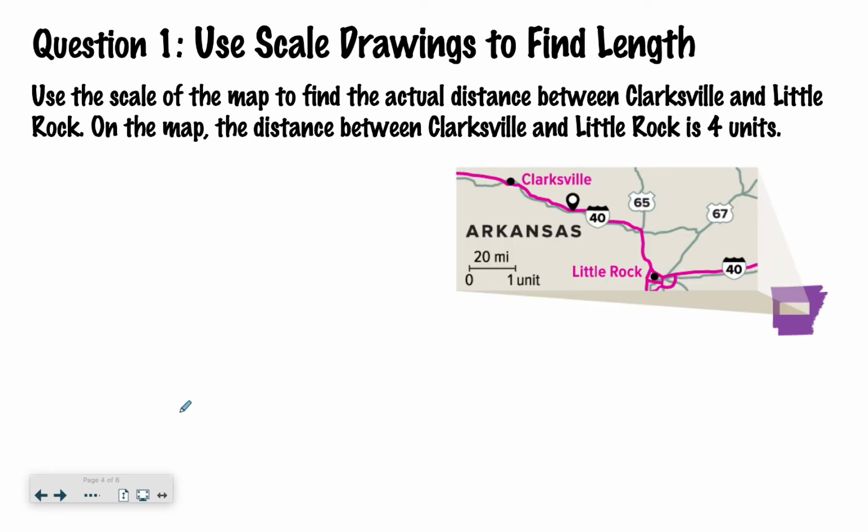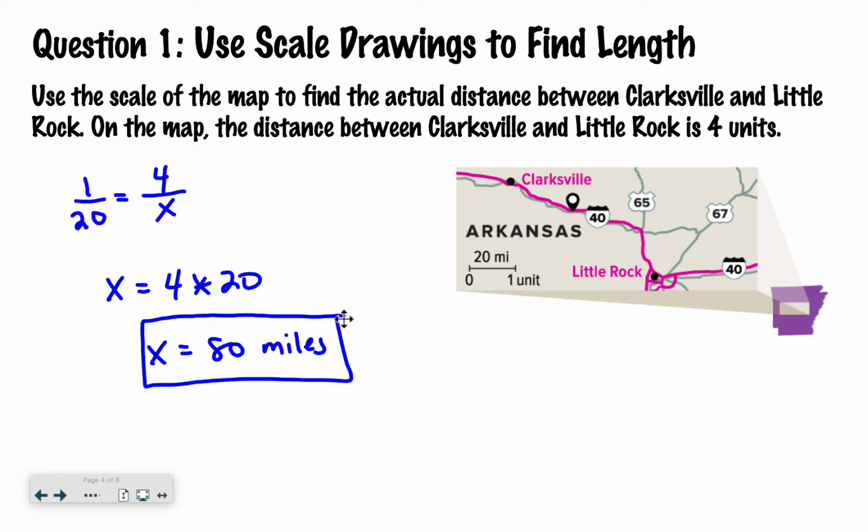Now why don't you do something really similar and use the scale of the map to find the actual distance between Clarksville and Little Rock. On the map, the distance between Clarksville and Little Rock is 4 units. Good luck. Okay, hopefully you ended up with 80 miles. You would set it up with 1 unit over 20 miles equals 4 units over x miles. Then you cross multiply, so 1 times x is just x equals 4 times 20, which is 80.